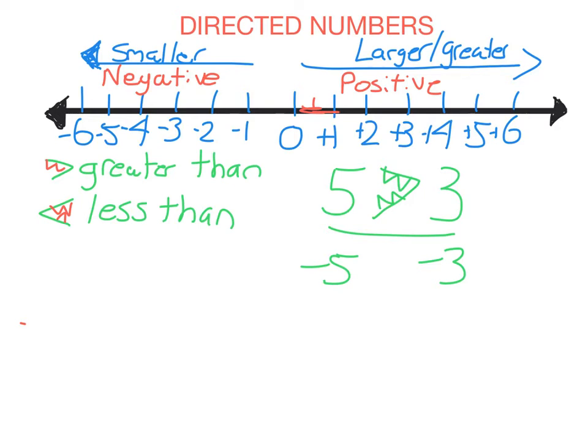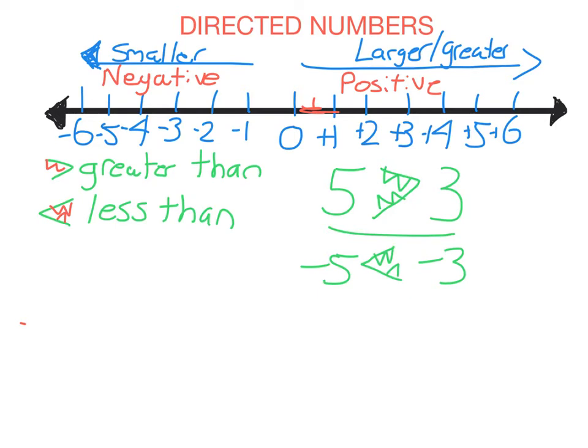So that means -5 is less than -3. So the symbol points to the left. Again, the crocodile wants to eat the bigger number. In this case, -3 is a bigger number. So that can get a bit confusing.